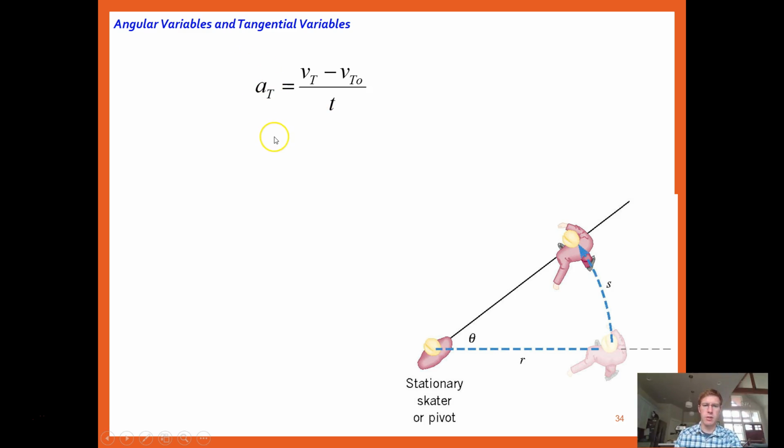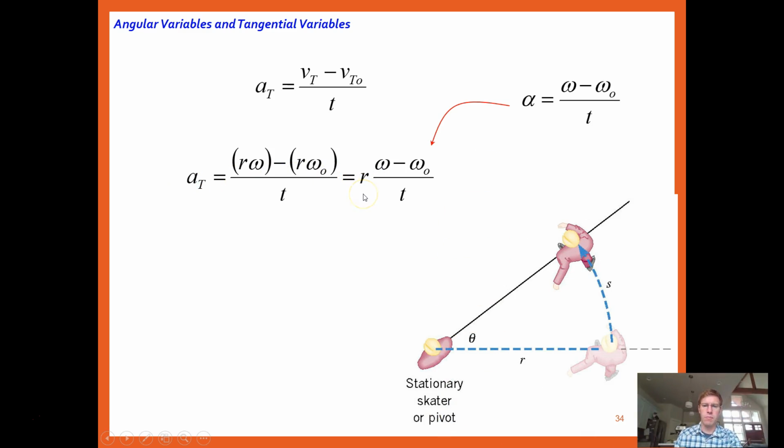Acceleration is change in velocity over change in time, if we're assuming average or constant acceleration. Tangential velocity, we already found, is r times omega. So r times omega final minus r times omega initial, over t, is tangential acceleration. Factoring out the r because the radius is constant, we can say omega final minus omega initial over time is just our angular acceleration. So we can redefine tangential acceleration as the radius times the angular acceleration, provided that alpha is in radians per second squared.